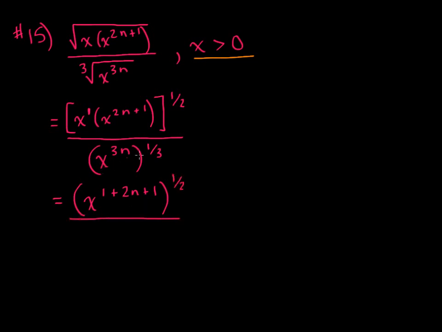Here, we've got the power of a power, so we're going to multiply these exponents. So we've got x to the exponent 3n times 1/3. 3 divided by 3 is 1, and so we're left with an exponent of just n. In the numerator, we can simplify this inside the brackets a little bit because we can combine like terms. So we get an exponent of 2n plus 2, still all to the exponent 1/2.